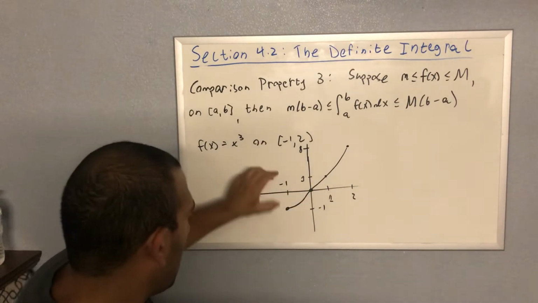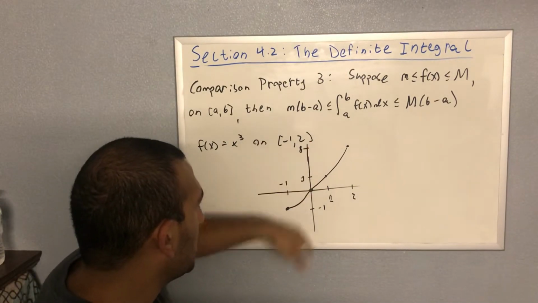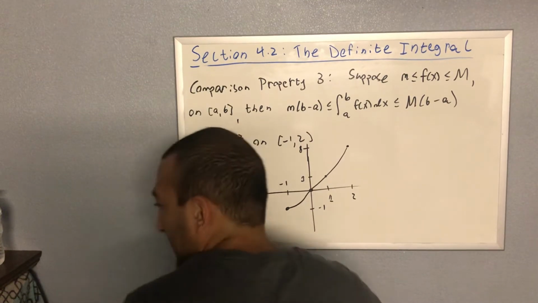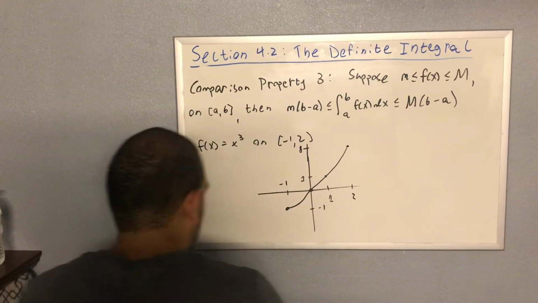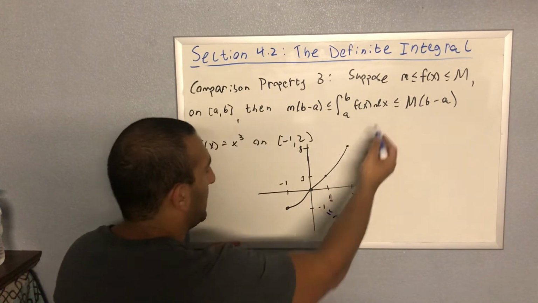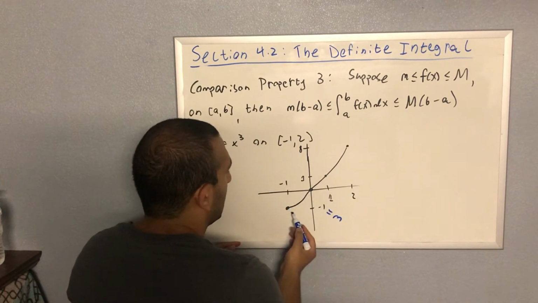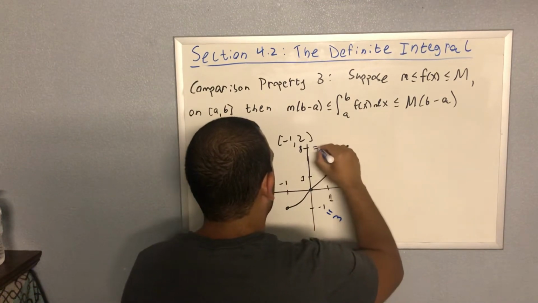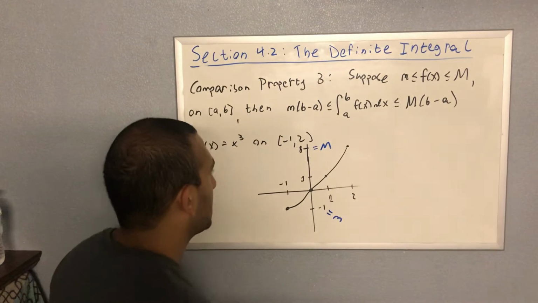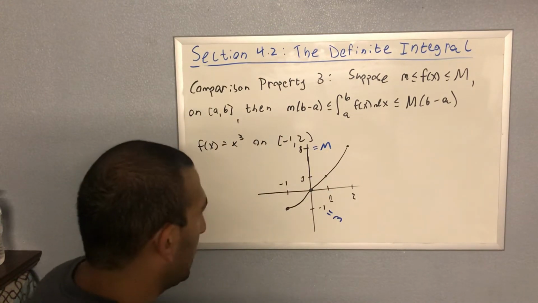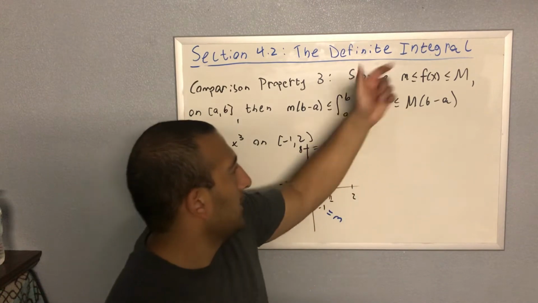Now, on this interval, negative 1 to 2, m would be this one, small m. So this is lowercase m, because the output of our function can get no lower than negative 1. And then this 8, this is capital M, because the output of our function can get no larger than this. So that's what this means.